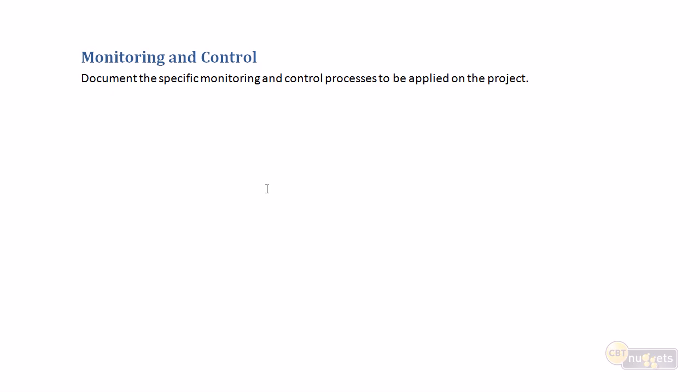We're going to document the specific monitoring and control process that's going to be applied to this project. So how are we going to capture timesheets? How are we going to determine our budget? How are we going to interface with the quality department? How are we going to do all of the monitoring and control, the key project management activities that we have in place for our project?